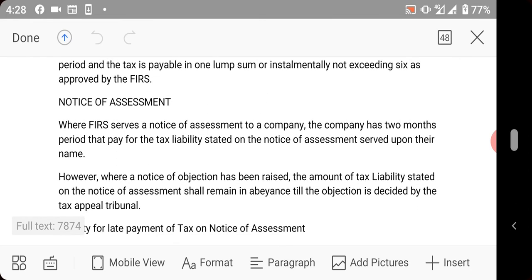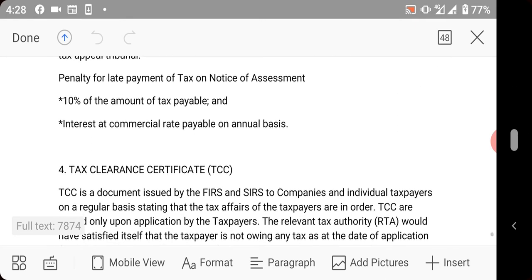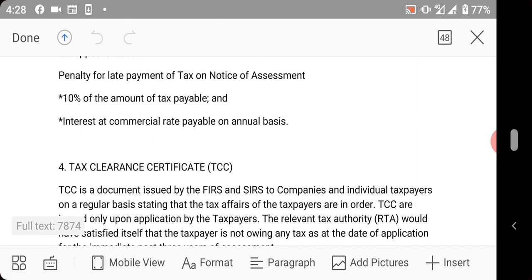Now we have notice of assessment. Where you are served notice of assessment, you have 2 months to pay up the tax. And where you fail to pay within that 2 months, you shall be fined or penalized. The first one is 10% of the amount of tax payable, and interest at commercial rates payable on an annual basis.